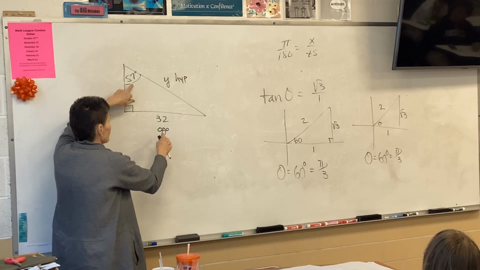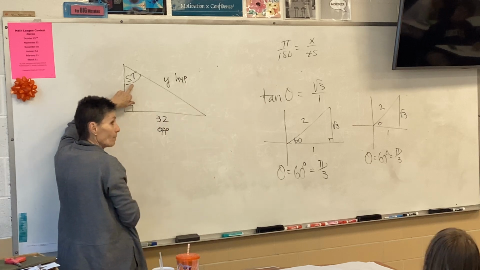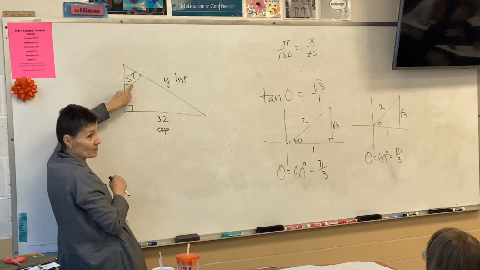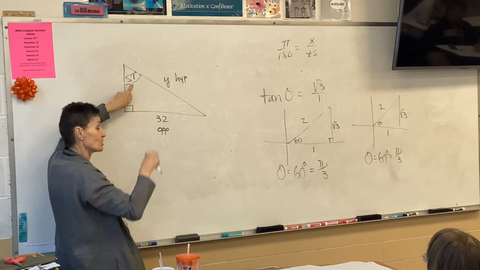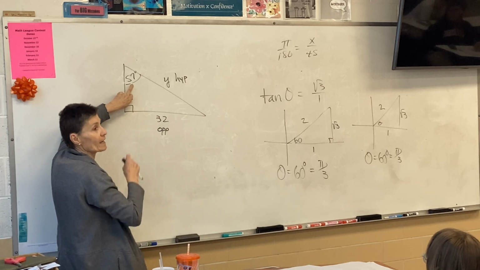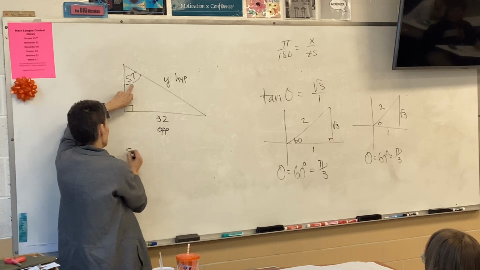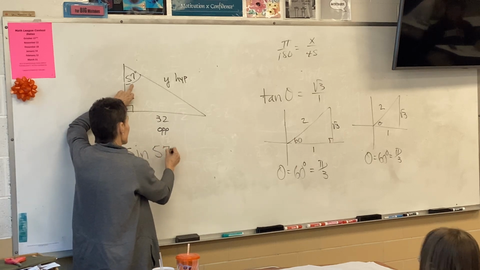Now, since the two sides I have in my problem are opposite and hypotenuse, which function, sine, cosine, tangent, secant, cosecant, cotangent, will I use? Sine. So sine 57.